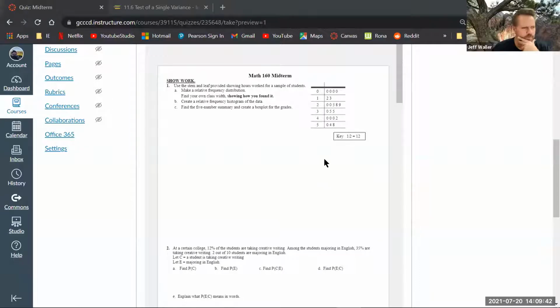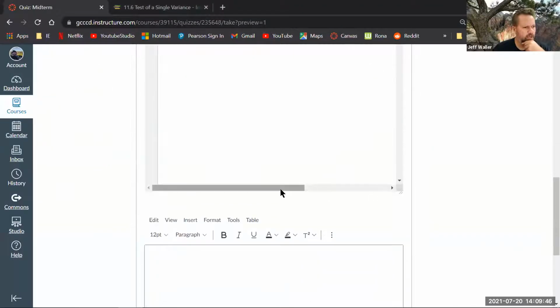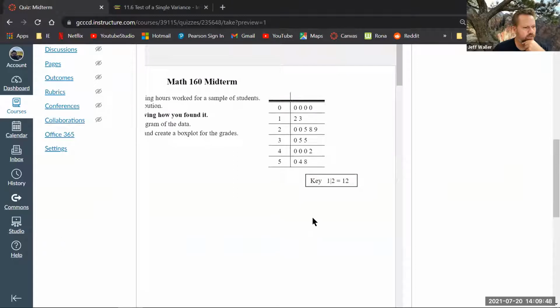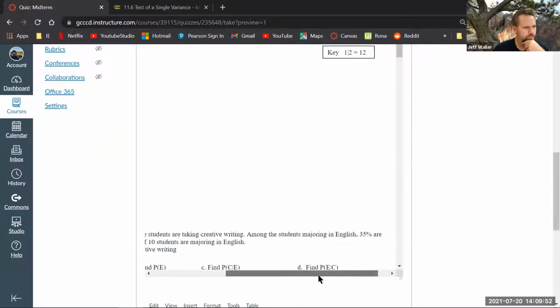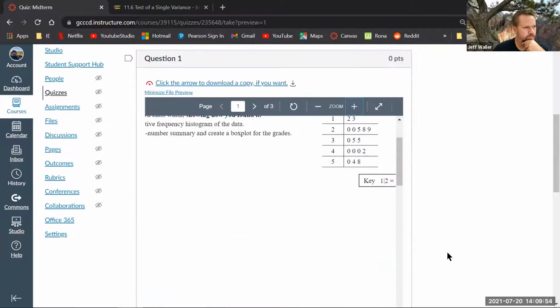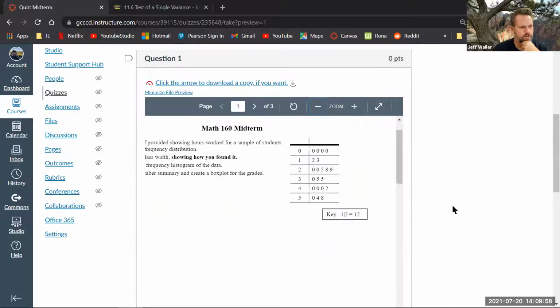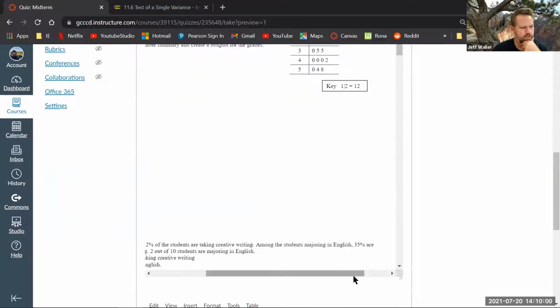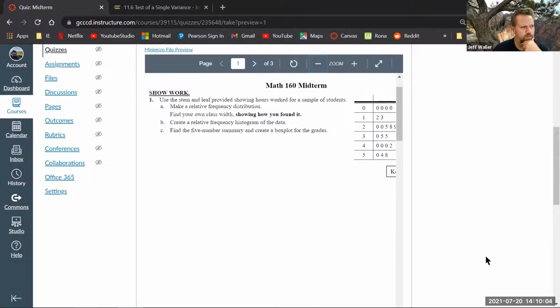What's the question? So here's an example midterm that some of you had. Some of you had different versions than this. How can I show this better? Could you zoom out? All right, there we go. So the very first thing is make a relative frequency distribution.